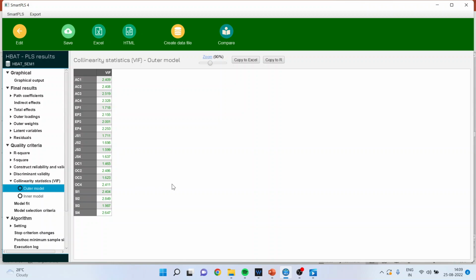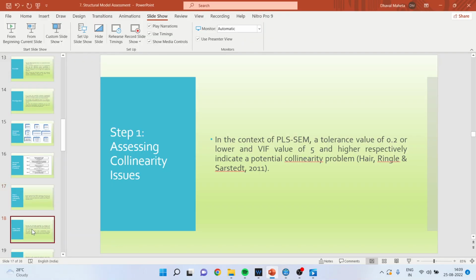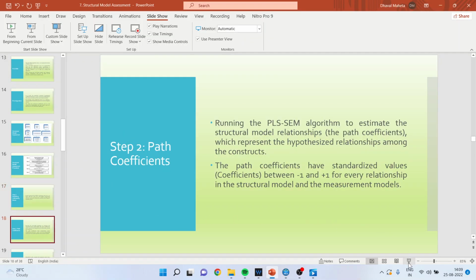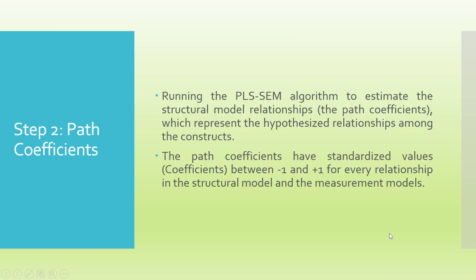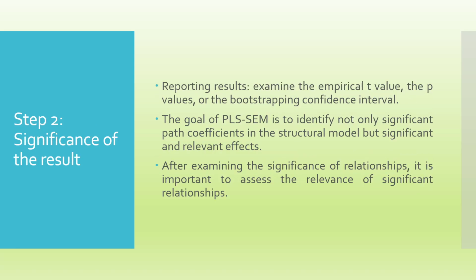In case there was collinearity, there may be a problem of cross loadings, which we have discussed in my previous video, on how to resolve the problem of cross loadings. Now we go to the second step. The second step is to see the path coefficient. We'll have to run bootstrapping to get the path coefficient.